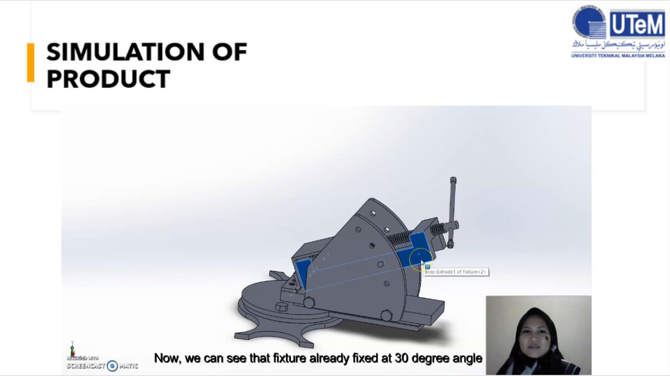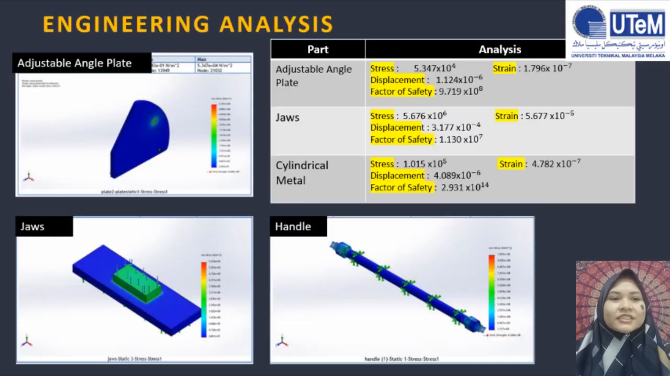Now we can see that the fixture is already fixed at a 30 degree angle. It shows our product can drill angle holes very accurately. The engineering analysis uses Simulation Static by SolidWorks. There are 3 parts: adjustable angle plate, jaws and handle.